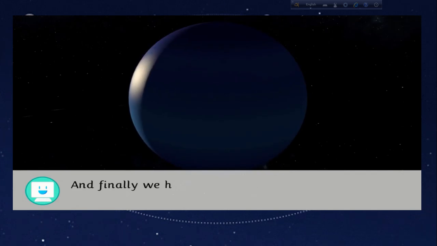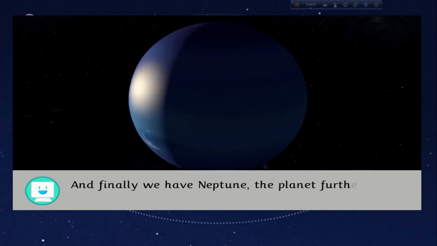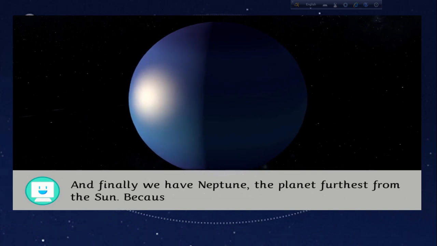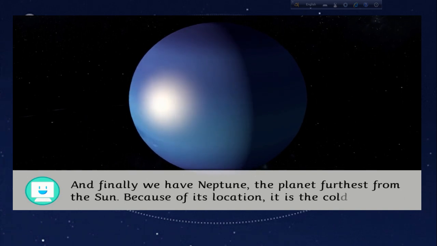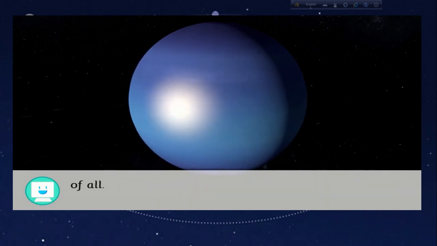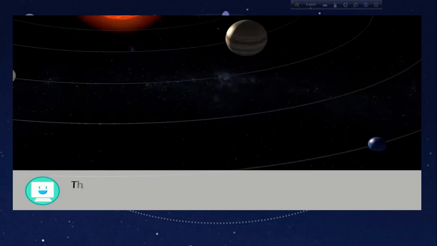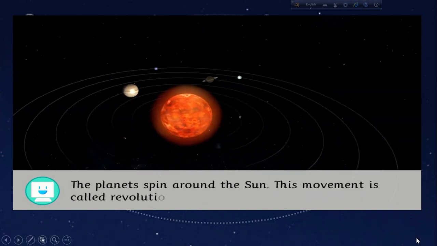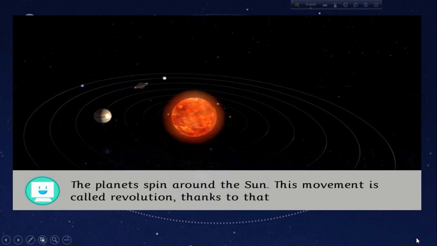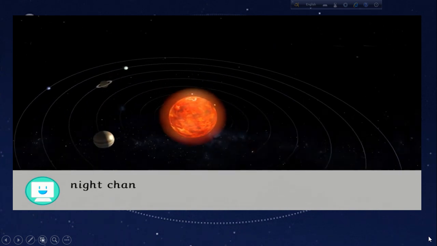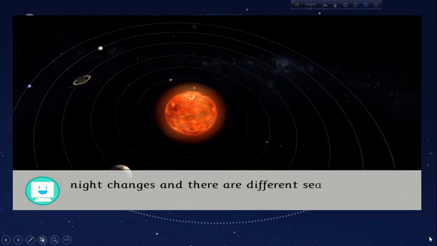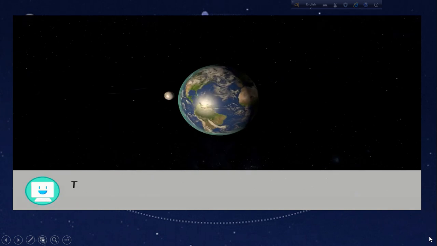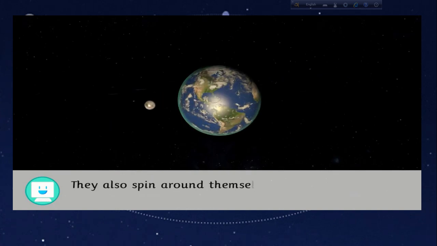And finally, we have Neptune, the planet furthest from the Sun. Because of its location, it is the coldest planet of all. The planets spin around the Sun. This movement is called revolution. Thanks to that, the length of a day and night changes, and there are different seasons. They also spin around themselves.